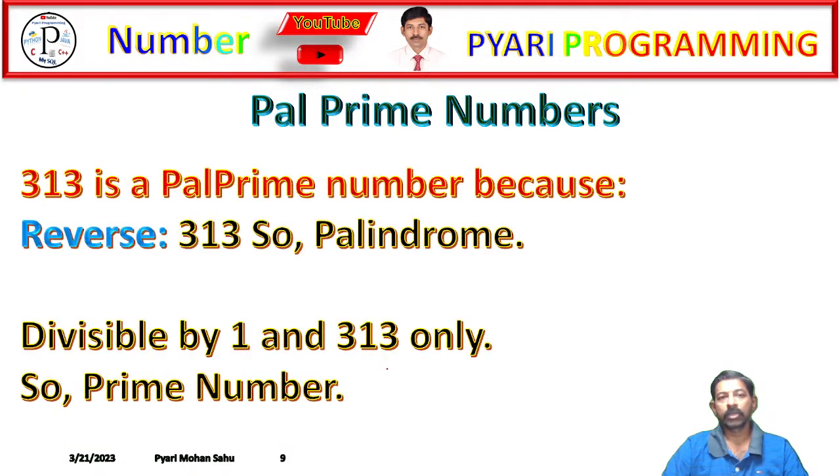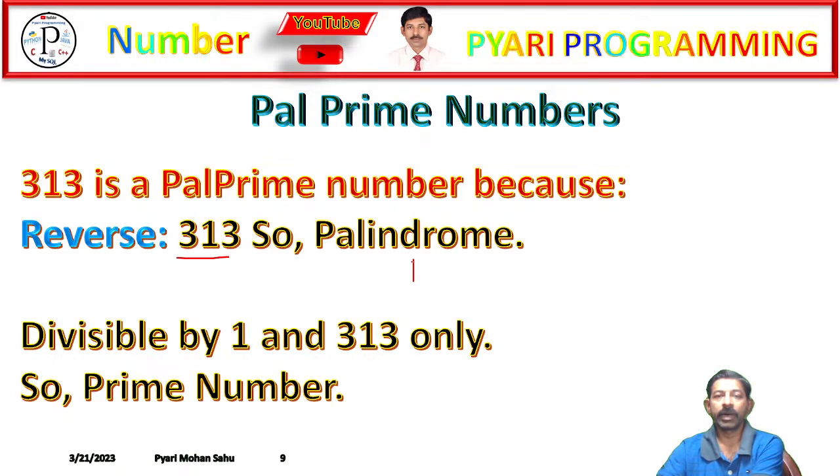So let's check the prime palindrome. Now I am having a number called 313. Is it a prime number? Yes. Because the reverse of the number is 313, so it is a palindrome. First criteria is fulfilled. Second, check. It is divisible by 1 and 313 only. That means 1 and the number itself. So that's why it is a prime number also. Since it is both prime number and palindrome, that's why it is called prime palindrome.